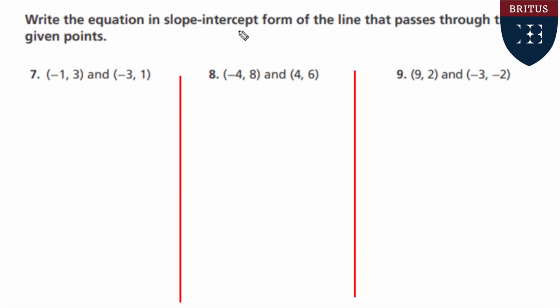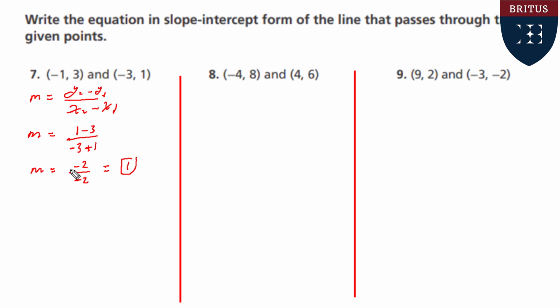Next, write the equation in slope-intercept form of the line that passes through the 2 given points. First step, you have to calculate the slope. The slope is equal to what? We studied, guys. The slope equals delta y over delta x. So y sub 2 minus y sub 1 over x sub 2 minus x sub 1. So m is equal to 1 minus 3 over negative 3 minus negative 1. It will be negative 3 plus 1. So the slope is equal to negative 2 over negative 2. The slope equals 1.